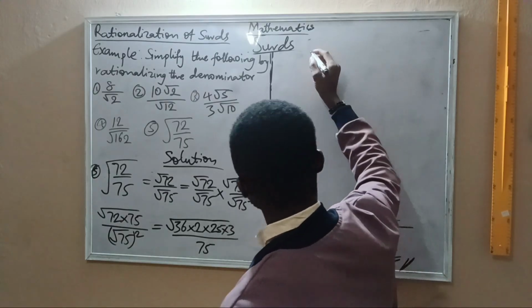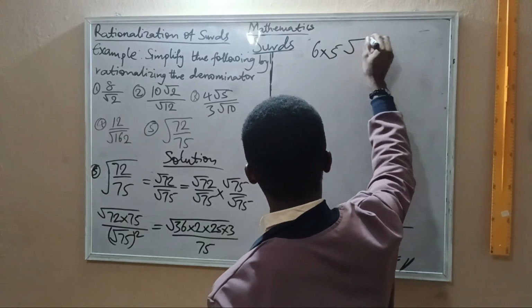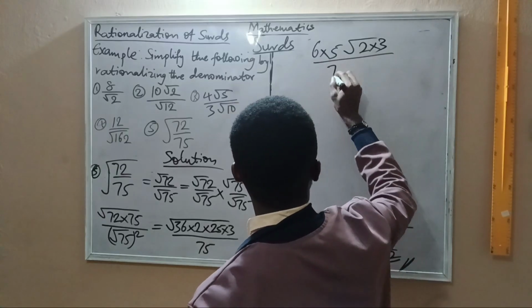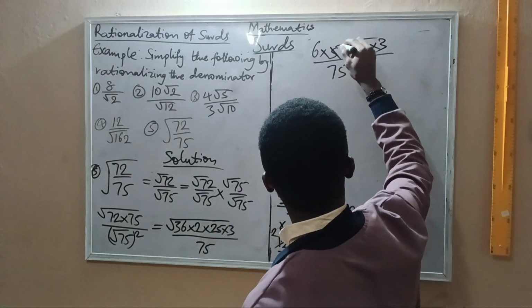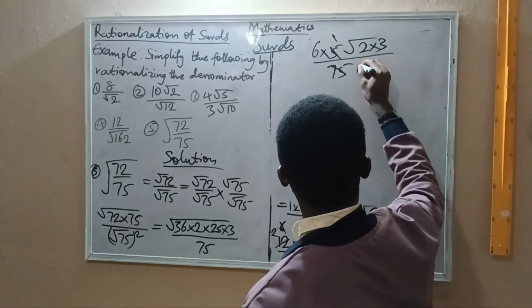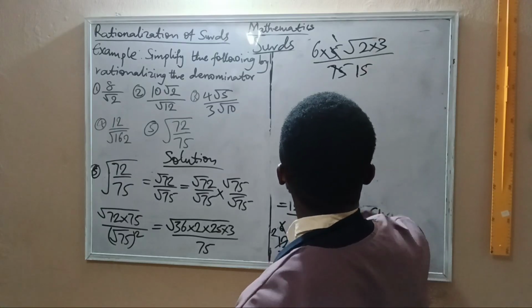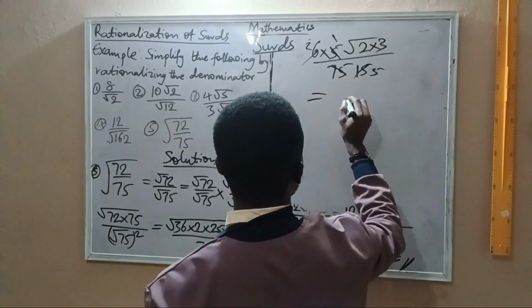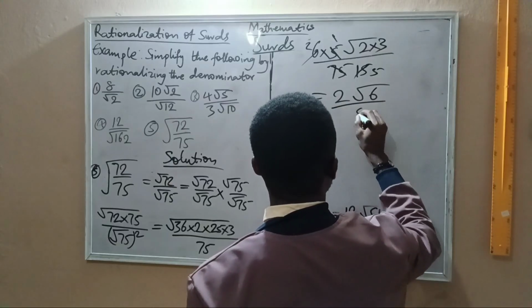Root 36 is what? 6. So we have 6 times, and root 25 is 5. Then sod 2 times 3 all over 75. And then what can cancel? 5 cancel 75, we have 15. Then 3 here is 2, 3 here is 5. So our final answer is 2 sod 6 all over 5.